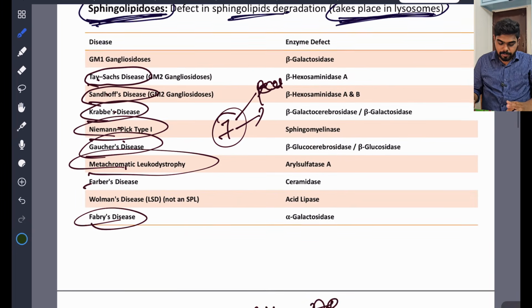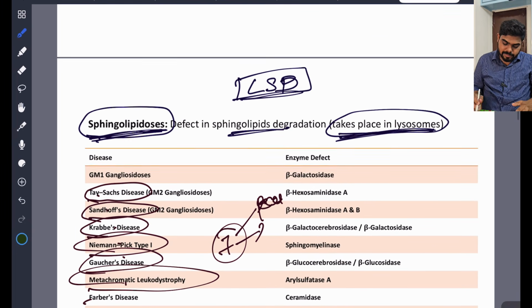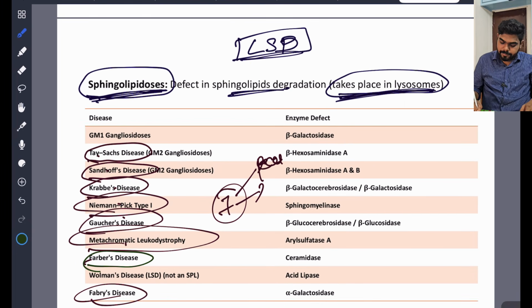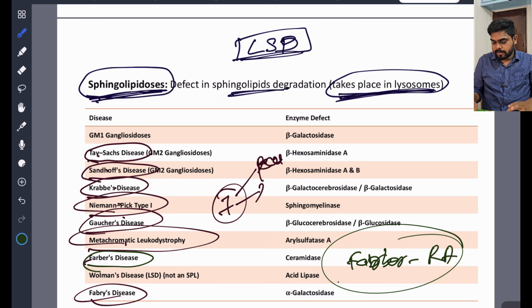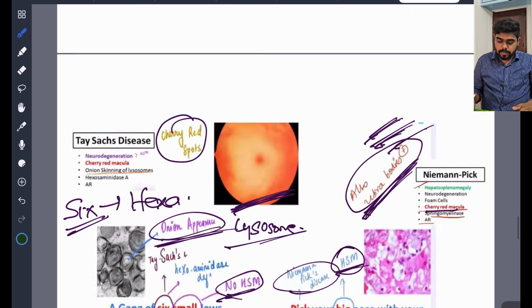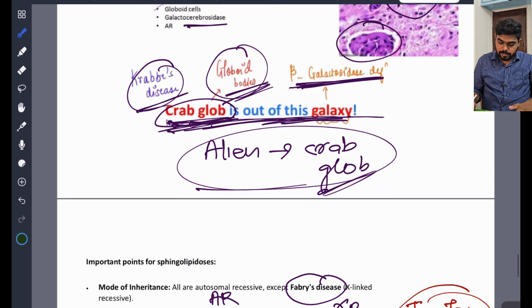Here one extra point is that Farber's disease, acid ceramidase, Farber. So this Farber will have some features of rheumatoid arthritis. Features are there. Okay, so that is all. That is the thing. Okay.